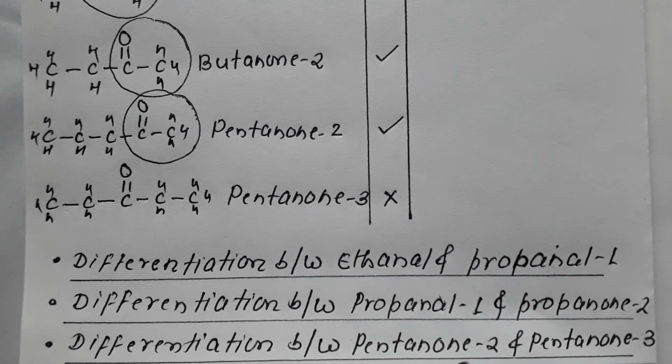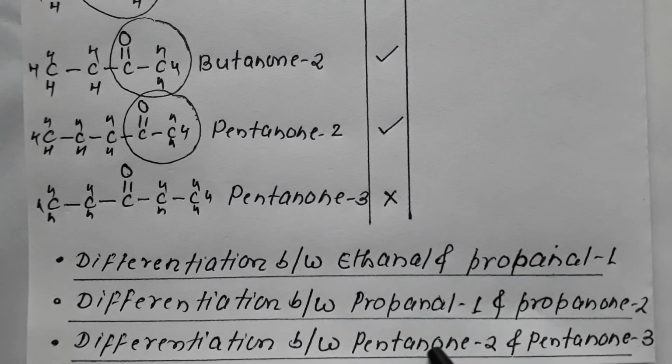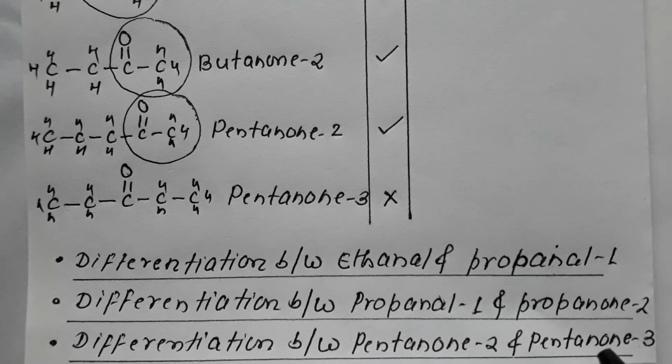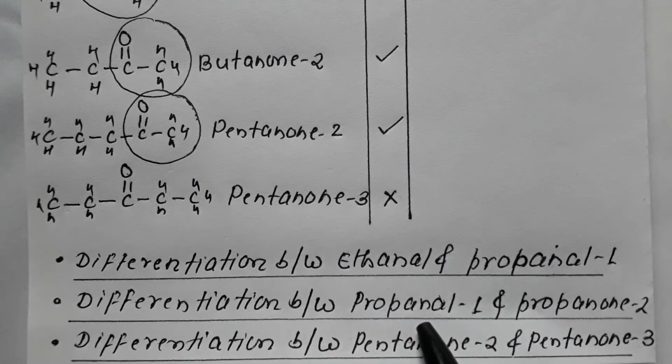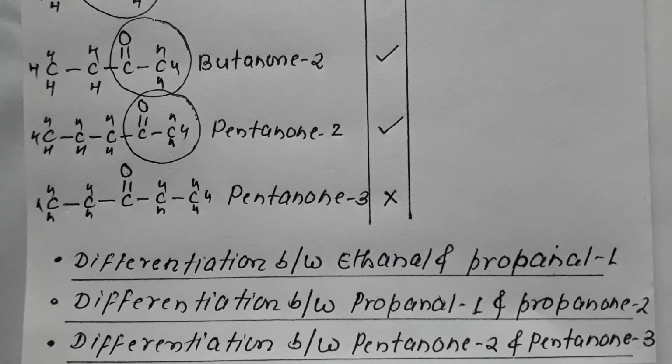How can we differentiate between pentanone 2 and pentanone 3? Remember, pentanone 2 contains the group, therefore it will give the test. Pentanone 3 does not contain that group, so it will not. So ethanol and propanol, propanol 1 and propanone 2, and pentanone 2 and pentanone 3 can all be differentiated using the iodoform test. Therefore, the iodoform test is very useful to distinguish between compounds, and it is a very important test for the examination.